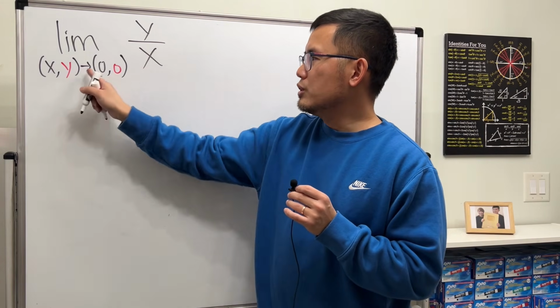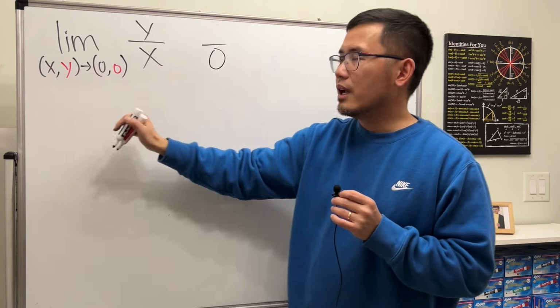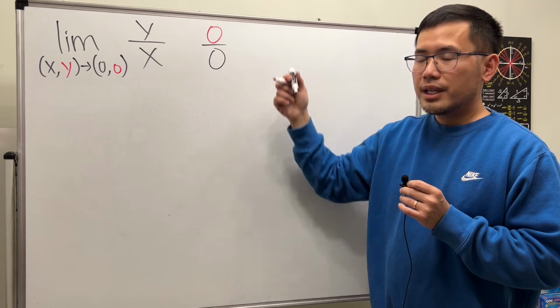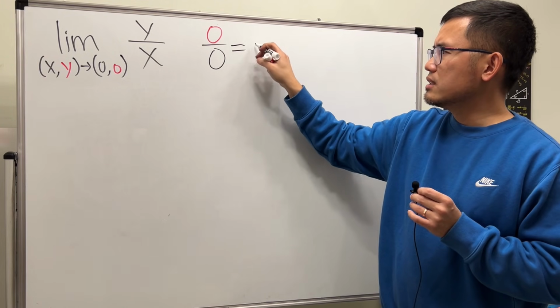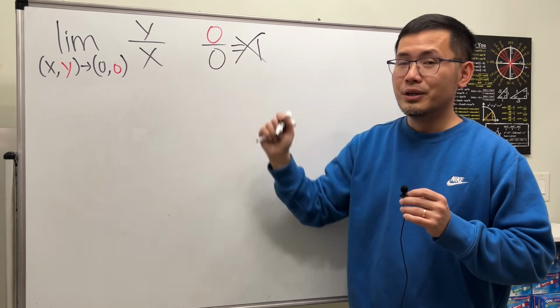So, can we just put 0 for the x? That will be on the bottom. And put 0 for the y. That will be on the top. Here we have 0 over 0. Can we just say the answer is just equal to 1? No, of course not. Because this is still indeterminate.